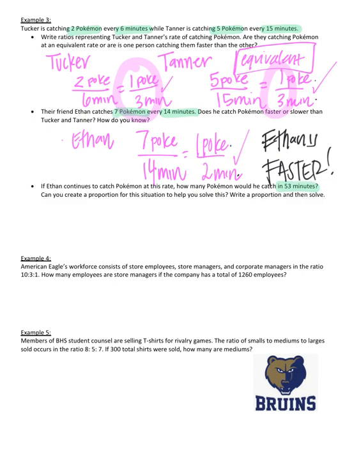Can you create a proportion for this situation to help you solve it? And then write a proportion and solve. So I'm going to give you all a second, pause the video, try to set up your proportion to solve to find how many Pokemon he can catch in 53 minutes.